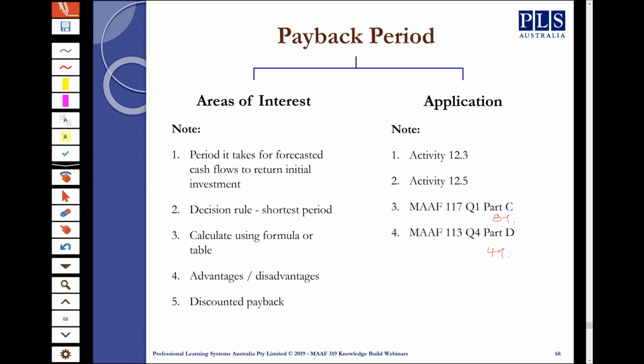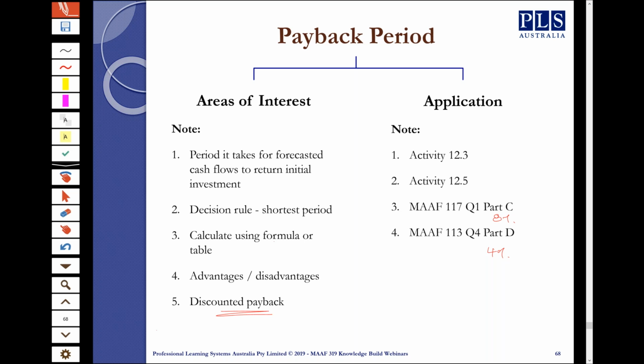Basically, your payback period is the period it takes for forecasted cash flows to return the initial investment. The decision rule is which one pays it back the quickest. If you're only looking at a single project, what is your pro forma period? It's got to be paid back within 4. This project's paying back within 3.5, so therefore we would accept. You would calculate using either the formula or a table. Again, understand advantages and disadvantages, and maybe just have an appreciation that one of the criticisms of payback is that it doesn't take account of the time value of money. The way you get around that is to perform a discounted payback.